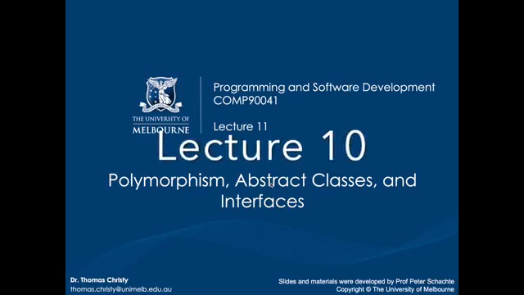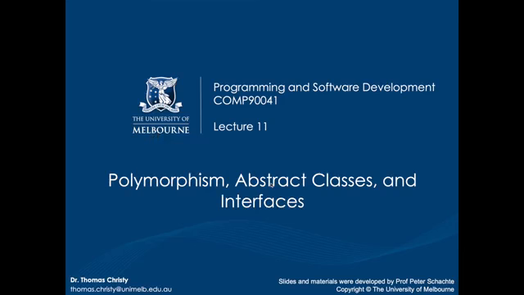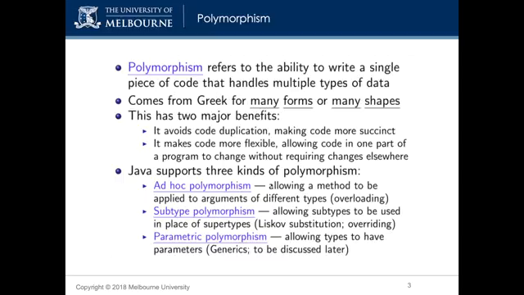Lecture 11. Today we're going to be discussing polymorphism, abstract classes and interfaces in more detail. Polymorphism is an important facet of object-oriented programming, and it kind of makes it all work together. In a nutshell, polymorphism refers to the ability to write a single piece of code that handles multiple types of data. In practice, what this means is that it allows you to build a hierarchical structure that allows you to utilize the object within object-oriented programming.